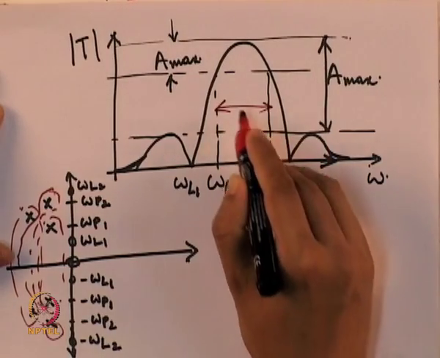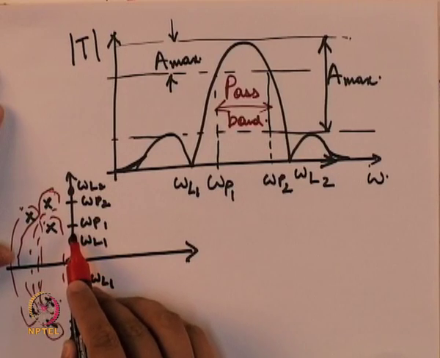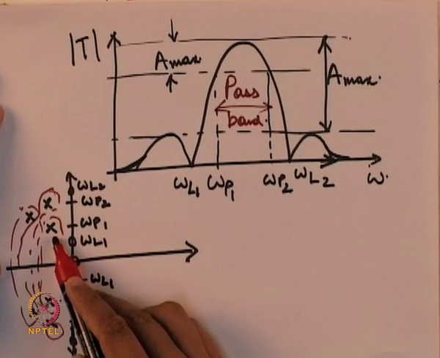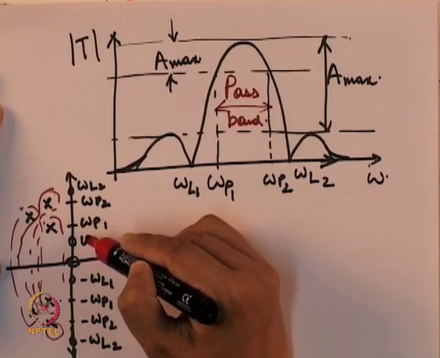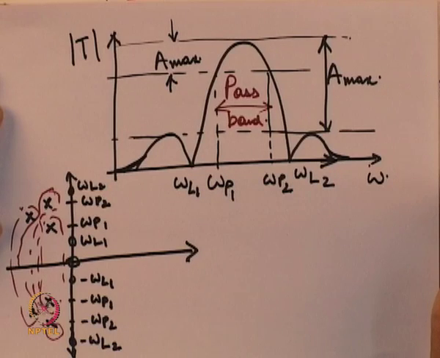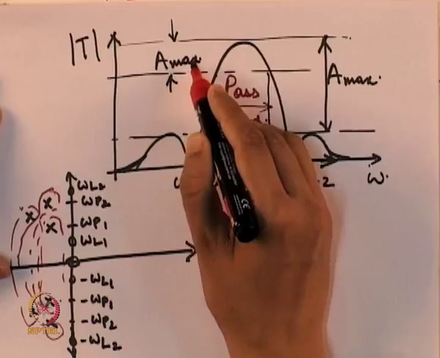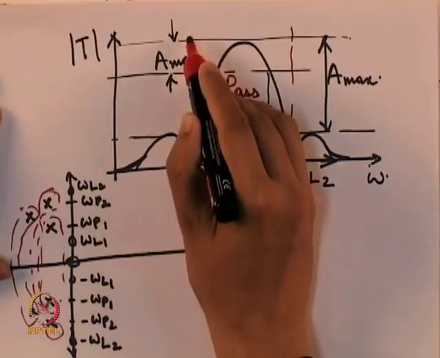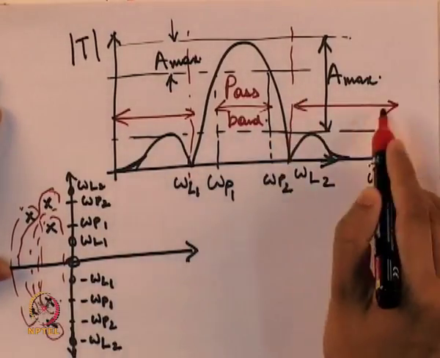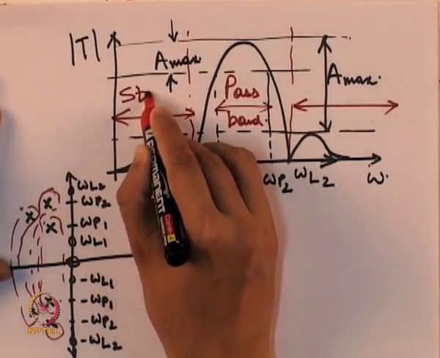The gap between omega p1 and omega p2, that is the frequencies corresponding to the poles, these two poles. Suppose their imaginary values are omega p1 and omega p2, then they correspond to these two edges of the frequency response, and everything else is a stop band. Okay. So, here my stop band consists of these frequencies and these frequencies. So, from omega L2 till infinity, and from 0 to omega L1, these are my stop bands.